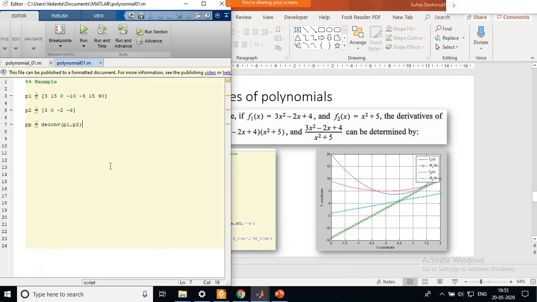Here we have defined the two functions. First of all, we need to define these two functions as matrix arrays. We need to define first 3, minus 2 and 4. The second function is again x square, 1 0. Sorry.